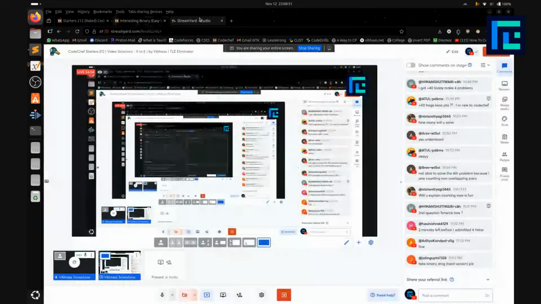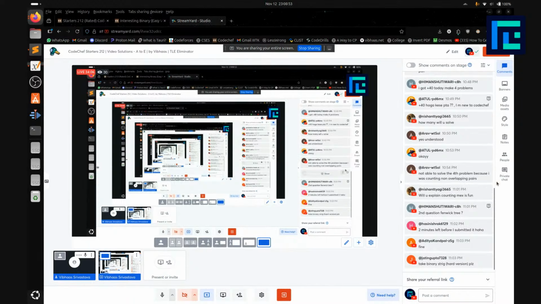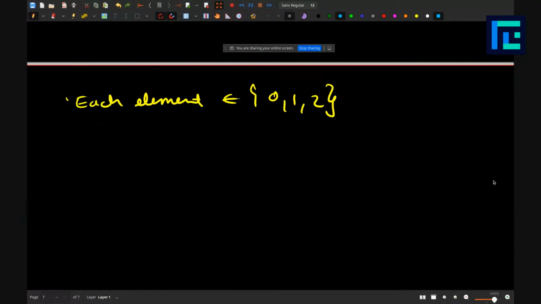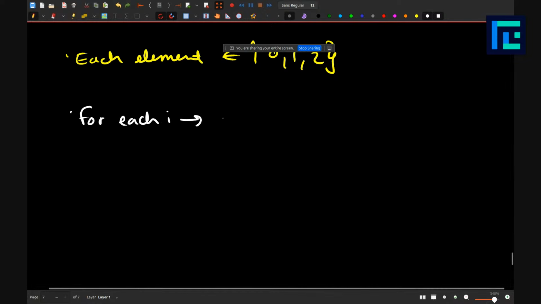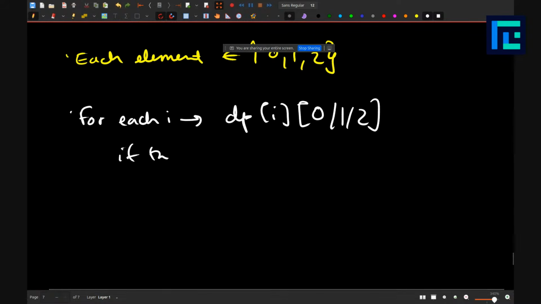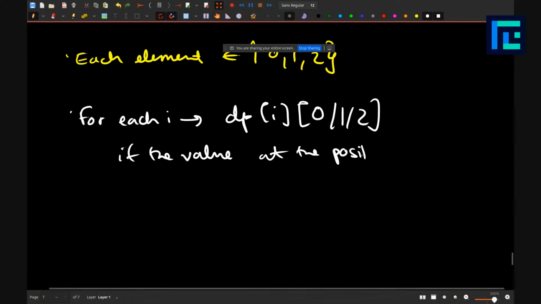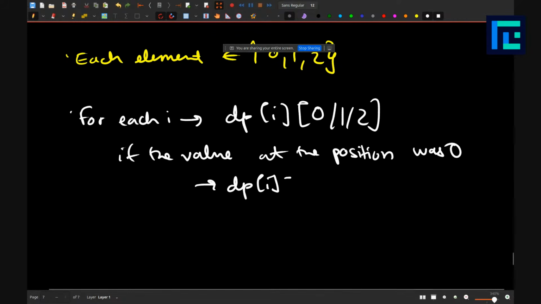So I hope this is giving you ideas, because the observation we can make from this is very simple. We can say that for each i, we can have a dp of i, 0, 1, 2, right? So for each i, if the value at this position was 0, we can call this dp of i 0.